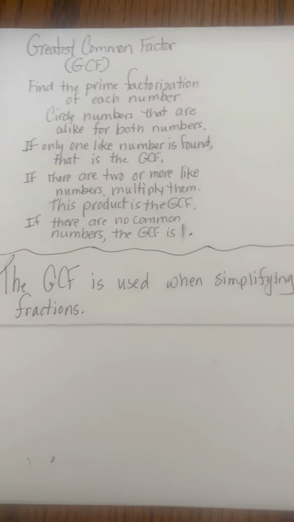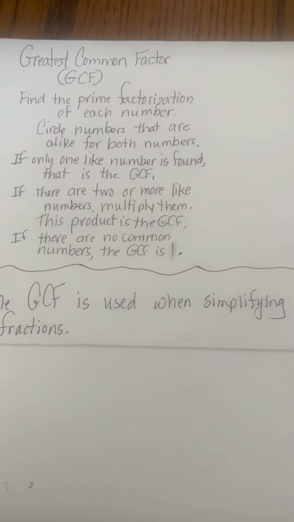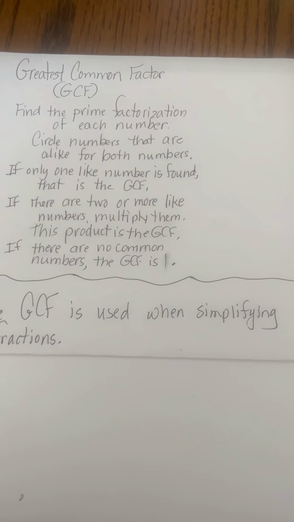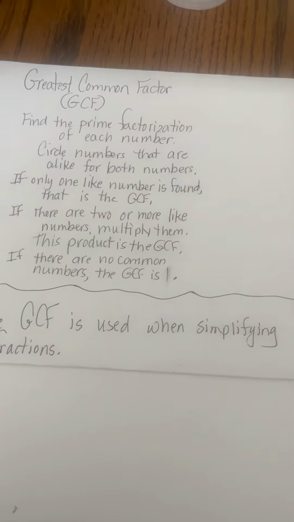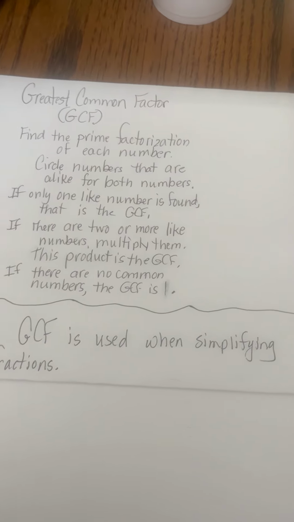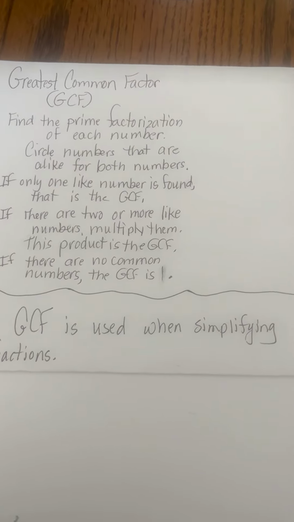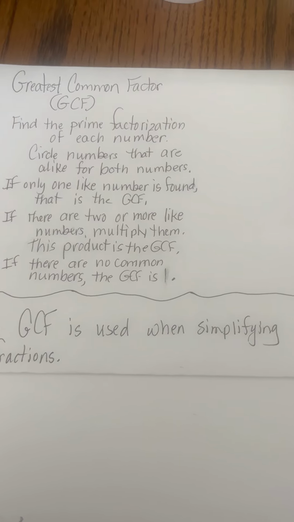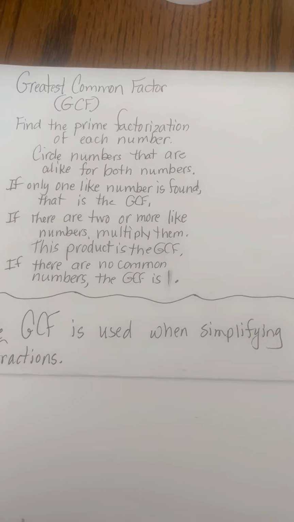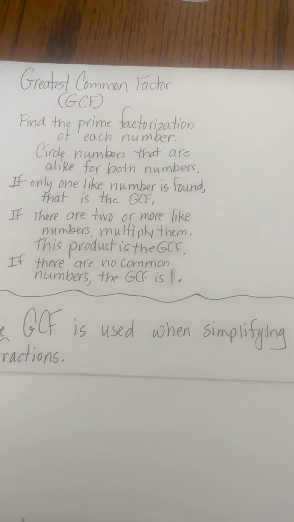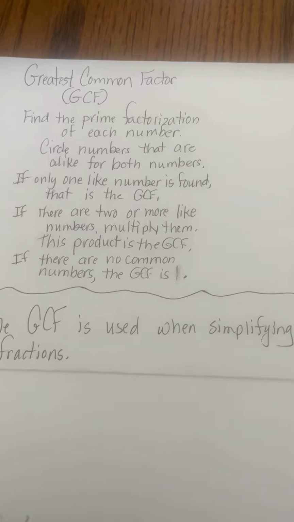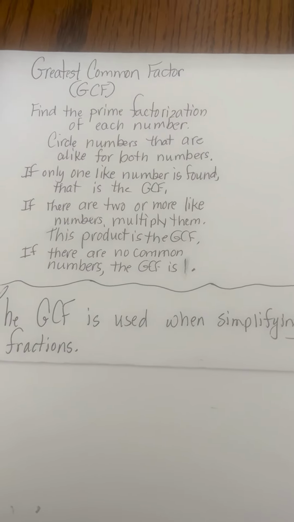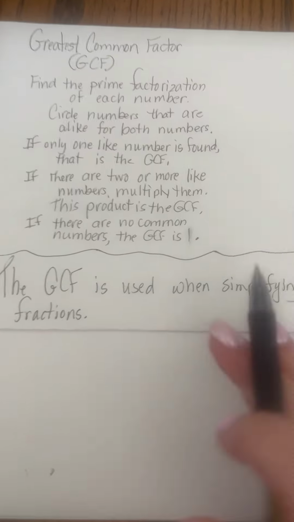Okay, the greatest common factor, the GCF. Find the prime factorization of each number. Circle numbers that are alike for both numbers. I know numbers keep appearing. If only one like number is found, that is the greatest common factor. If there are two or more like numbers, multiply them. This product is the greatest common factor. If you cannot circle any numbers, then there are no common factors other than 1, so the greatest common factor is 1.